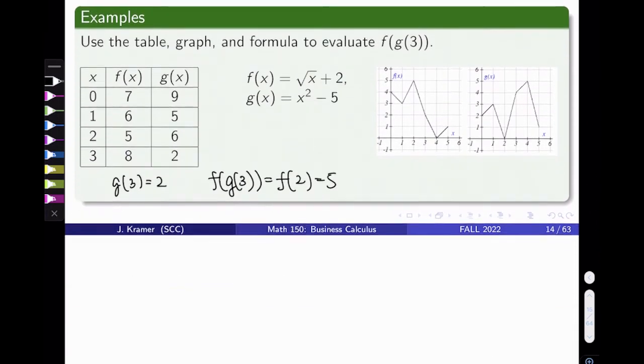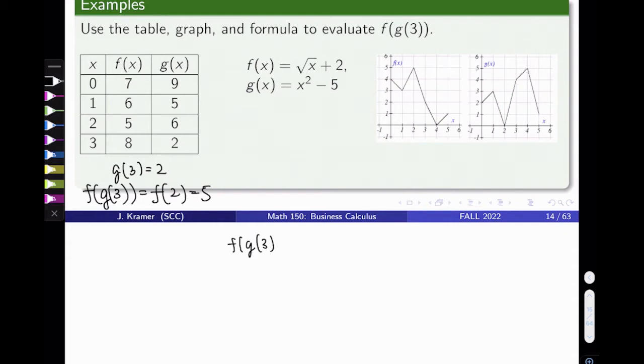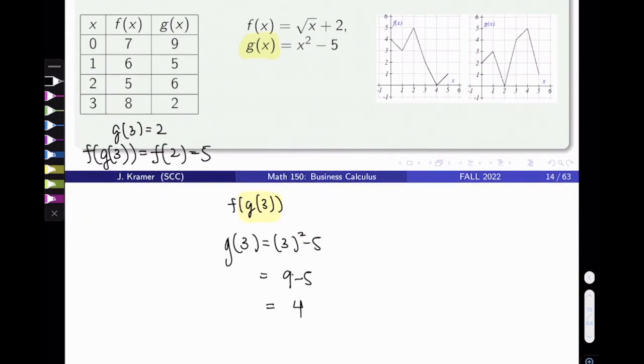Let's take a look at this example using the formulas. If I want to find f of g of 3 using the formulas, I want to start from the inside and plug 3 into the g of x formula given. So g of 3 will be 3 squared minus 5, which is 9 minus 5, which is 4. So we have that g of 3 equals 4, and our function f of g of 3 now becomes f of 4.